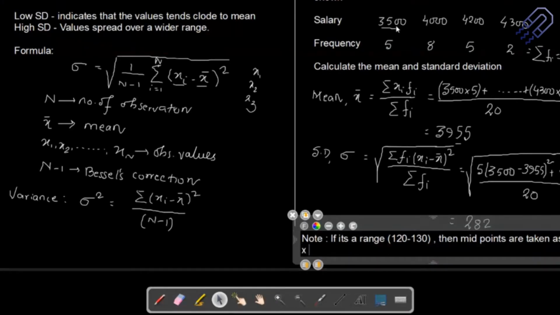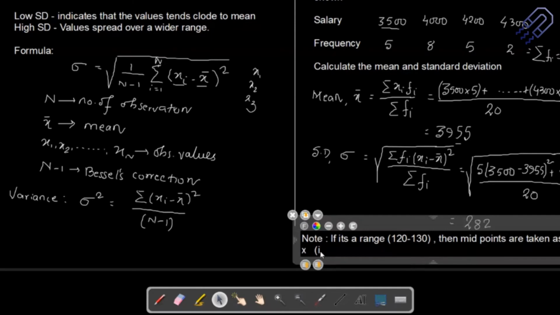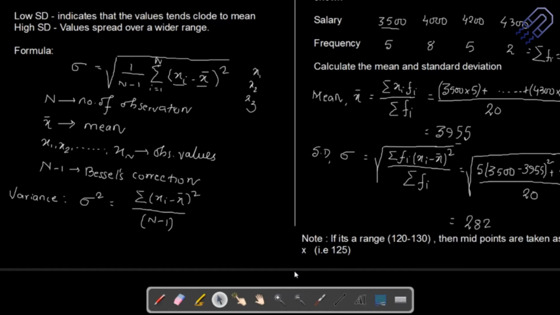Xi in this particular case, the example 120 to 130, I can just take it to be 125. So in exam, if I'm asking you such a question where I'm talking about a range, please make sure that you write that down correctly. Okay, so that's xi. So that's all about standard deviation, and I think it's not very complicated.